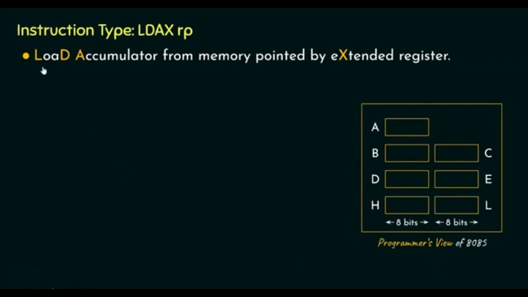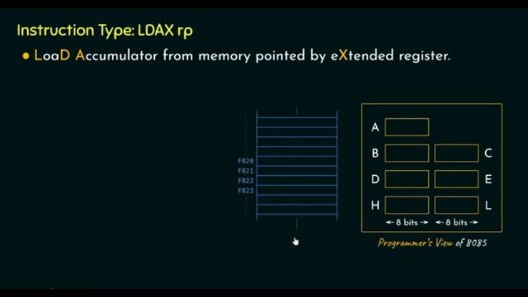Now since the accumulator is to be loaded from the memory, which will be pointed by the extended register, we also need the memory for the illustration. And remember, we are talking about the extended registers or the register pairs, so one can assume that we are talking about these pairs, that is, the register pairs formed by the general purpose registers. Let's now decode the instruction.